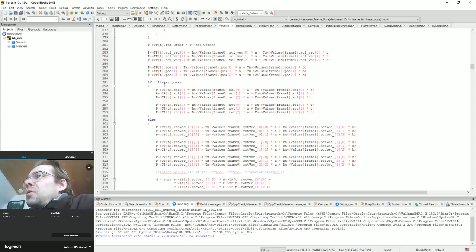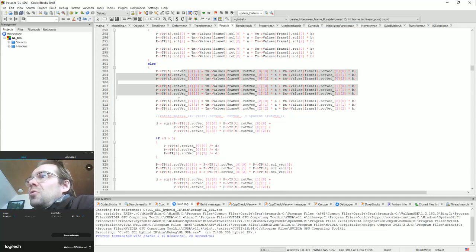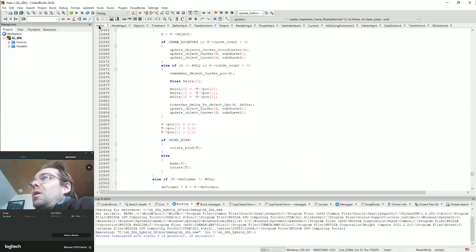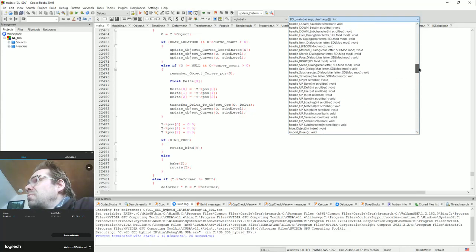And this linear pose here uses rotation matrices to interpolate between them, but it has a drawback. But non-linear mode uses those rotation values, and uses also scaling values. And we see here also where this animation happens.